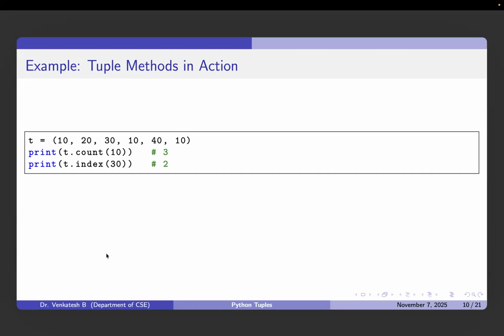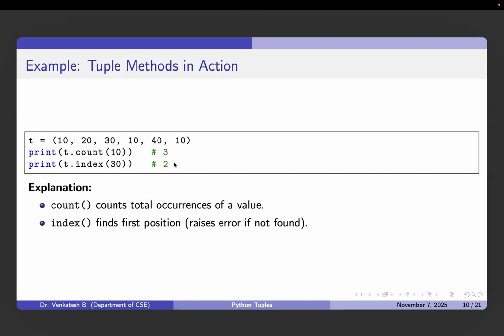See here, t dot count of 10. How many times did 10 occur? 3 times, so it printed 3. And t dot index of 30 means, what is the index of 30? This is 0, 1, 2, 3. So it printed the index 3. Suppose if I use t dot index of 10, it will print 0. The reason is the first occurrence of 10 is at index 0. So it will give the index of the first occurrence. And if it is not available, it will raise an error.